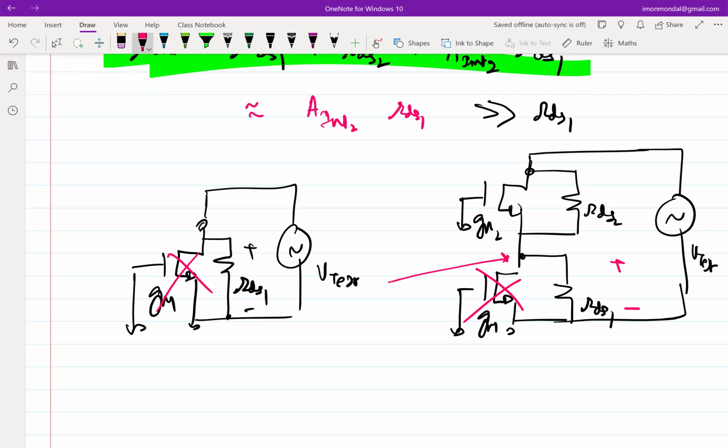Okay, so the next thing I want you to do is to tell me what is the voltage at this node, right? You can borrow the calculation from the previous part and tell me what will be the voltage at this node in terms of VTest, obviously.